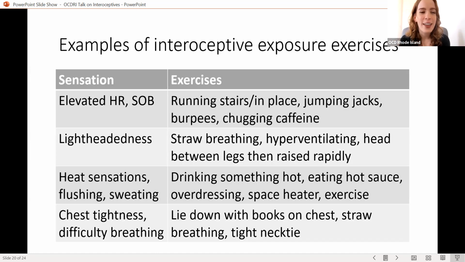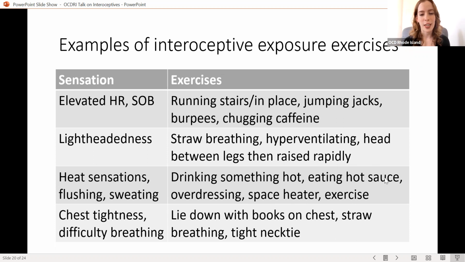All right, so some more examples of interoceptive exposure exercises for specific sensations. You can see sensations over here on the left. SOB is shortness of breath. This is elevated heart rate. And then the types of exercises that we might do are here on the right. Like I said, there's really no rules. Any exercise that can be done safely and that brings up the sensations in question will work.